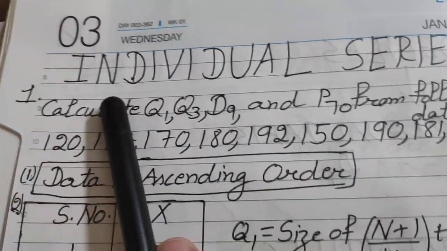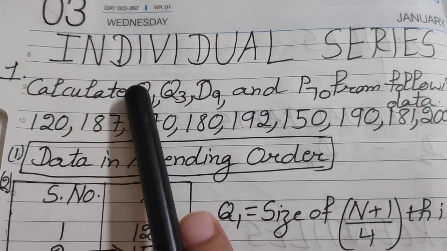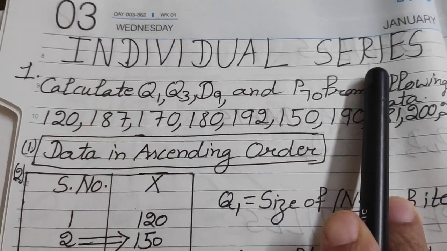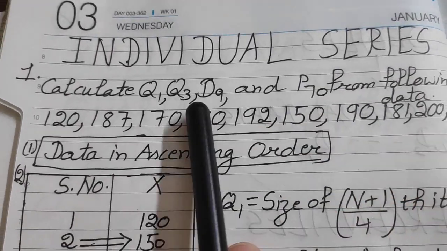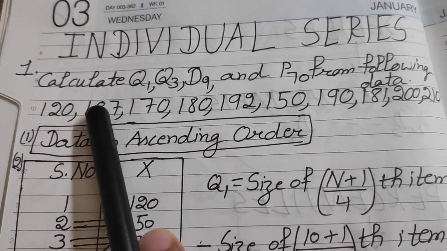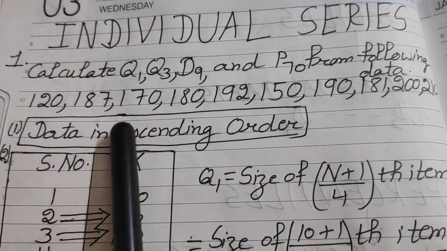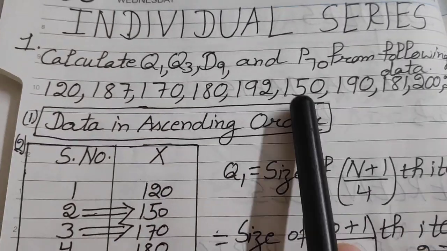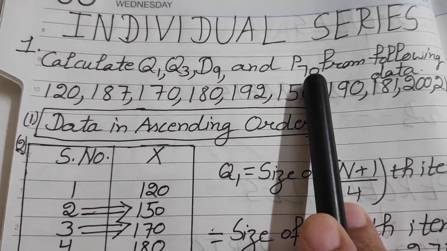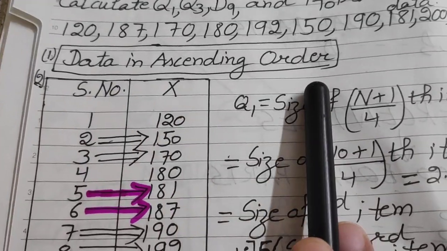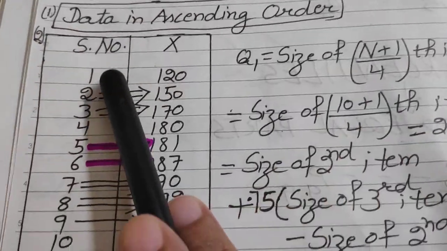First of all, we will discuss how these partition values are calculated in case of individual series. Individual series means single columnar series. So, we are having a question here, individual series. Values are given here: 120, 107, 170 and so on. First step in individual series while calculating partition value is to arrange the data in ascending order. So, we have arranged this data in ascending order.